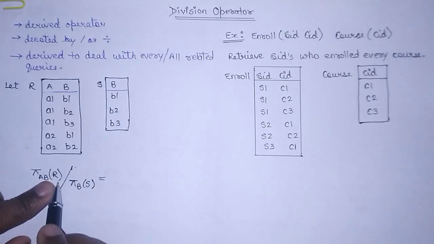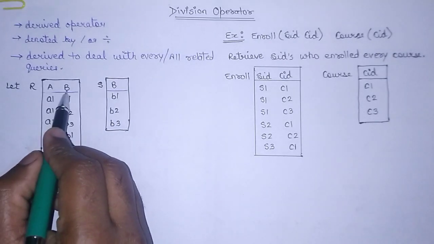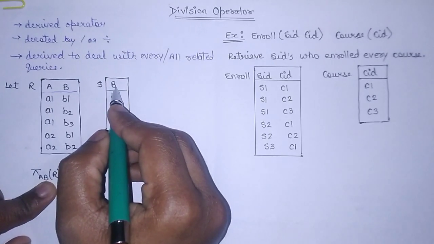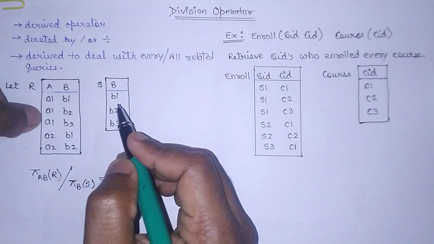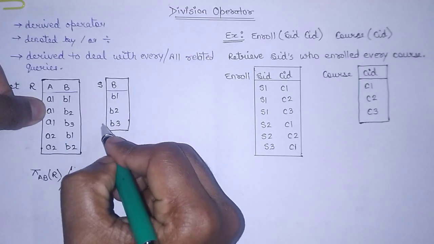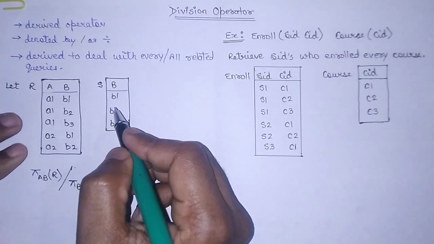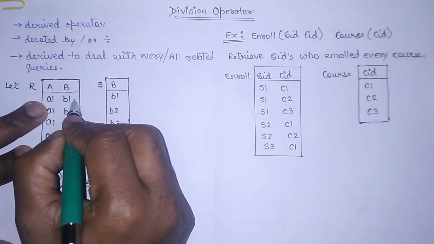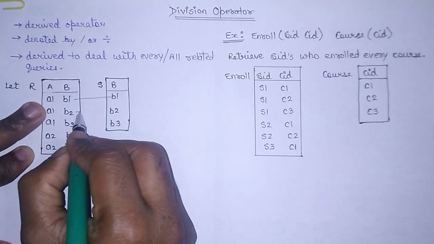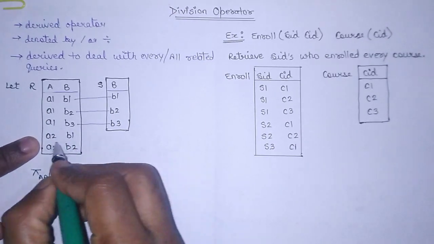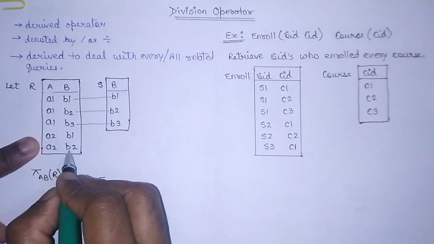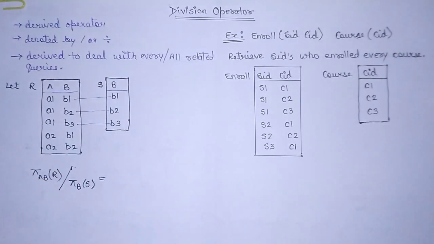For example, here in R I have two attributes A and B, and in S I have attribute B. So this particular query will give you the values of A which are paired with every value of this B. Like what? See, this A1 is related to B1, this A1 is related to B2 also, this A1 is also related to B3. Similarly, this A2 is related to B2, but this A2 is not related to B3. So what will be the answer in this case? In this case the answer will be A1 only.